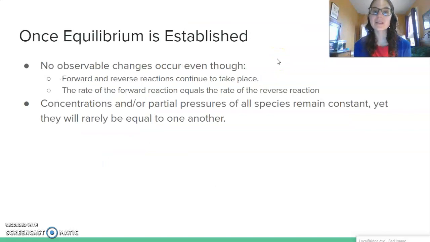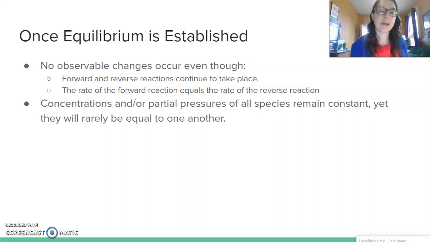confusing. So once we have established equilibrium, there are no observable changes that occur, even though both the forward and reverse reaction continue to take place. So with equilibrium, at one moment in time, I mentioned like having 24 of one species and 12 paper rolls of another species. If we pause, maybe we end up with 13 and 25 at some point, but that's not really an observable change because it's not a significant change.